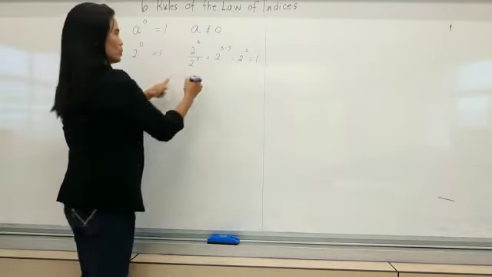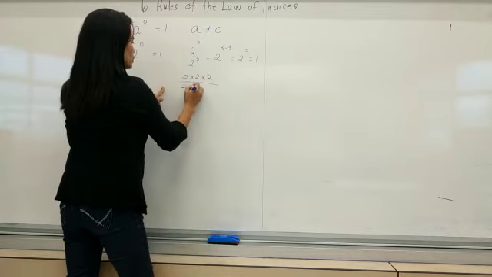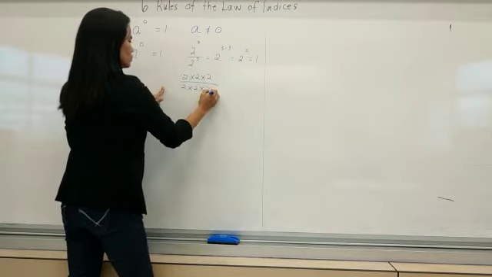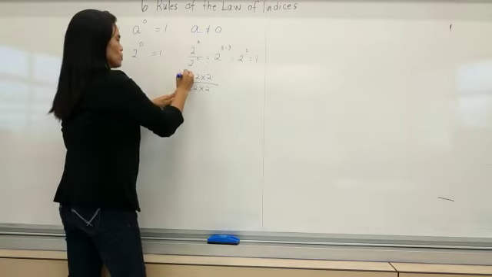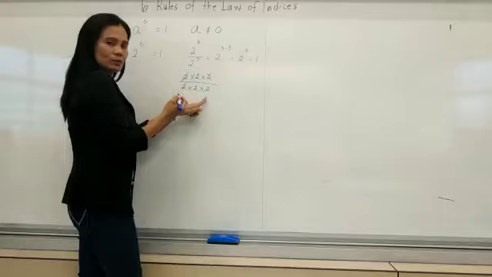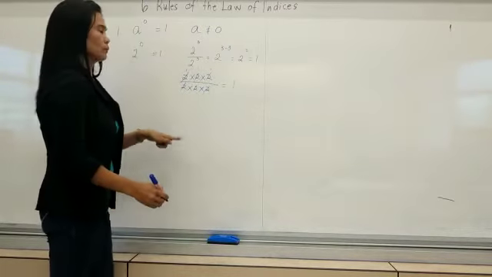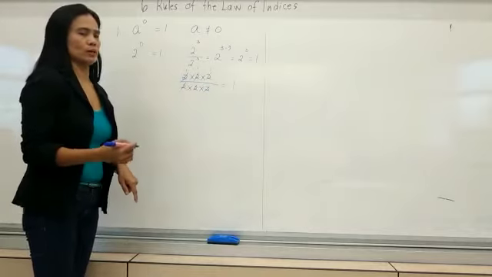Another way of writing this one is, we have 2 times 2 times 2 divided by 2 times 2 times 2, and then if you cancel that, that gives you 1. You cancel that, that gives you 1. You cancel this, that should give you 1, and we have the answer is 1.